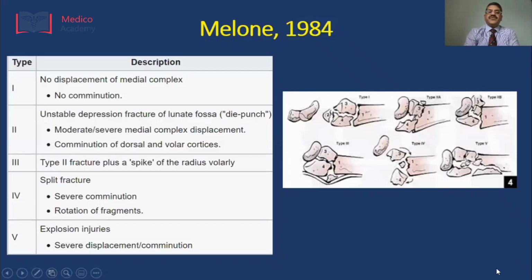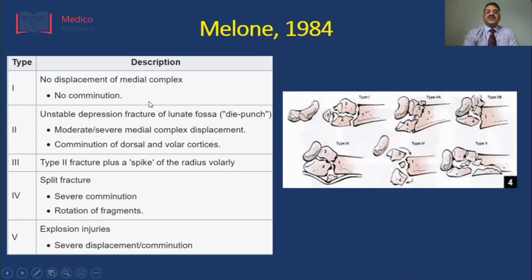Malone in 1984 gave a different classification. He described 4 different fragments, which were basically the proximal shaft fragment, the styloid fragment, and the intermediate column, which was divided into a dorsal and a volar fragment, so comprising 4 fragments in total. And based on the involvement of these 4 fragments, he came up with a classification of 5 subtypes.